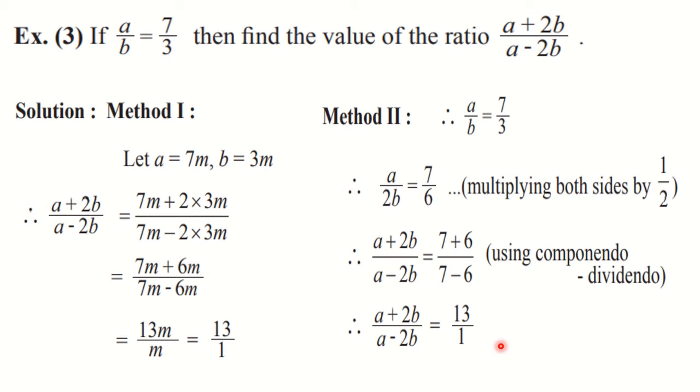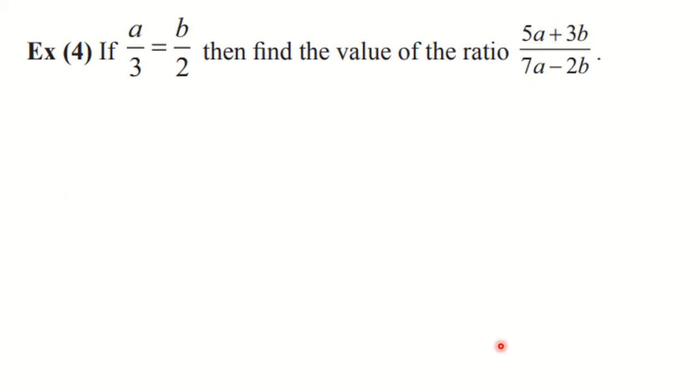Let us go further. One more question we will discuss. I am discussing this question because this question is different. See, example 4. If a upon 3 is equal to b upon 2, then find the value of the ratio 5a plus 3b upon 7a minus 2b.